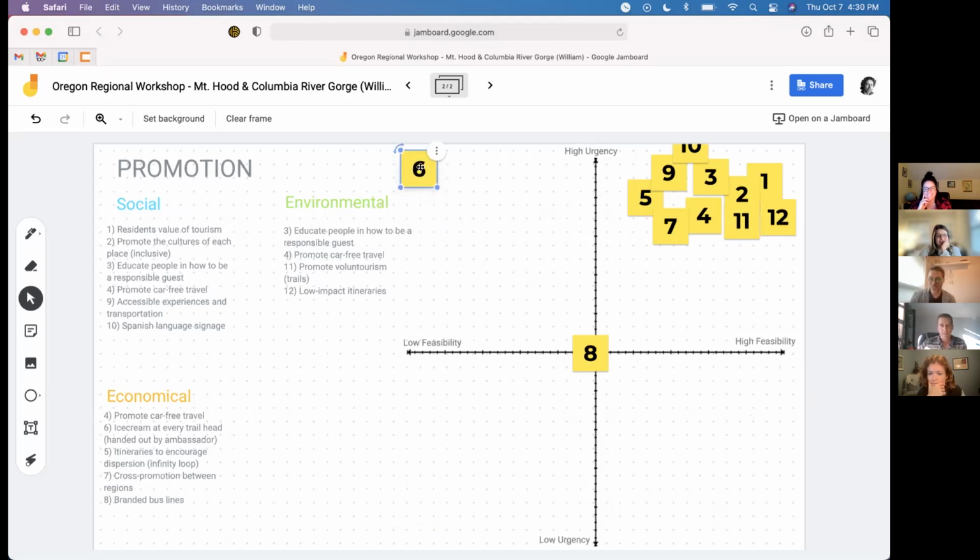Also under environmental, educating people on how to be a responsible guest, a responsible traveler. Again, promoting car-free travel kind of fell under social and environmental. Also on the trails, promoting voluntourism. Katie, I think you came up with that one. And then again on economical, branded bus lines. Can you scroll down a bit? I don't think I can see all the economical ones. There was the one that Kaylee had that was really good.